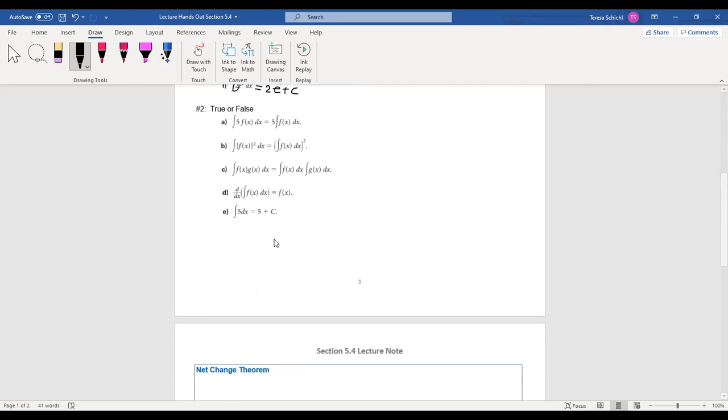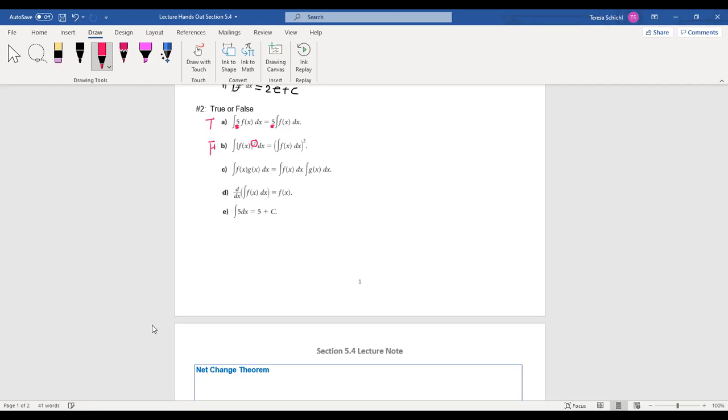Now the next one, let's see the true or false. For the indefinite integral, if you have a constant times the function, you'll be able to move the constant out, right? So this is true. And then this one, this is f of x squared inside. Will that be equal to taking the integration and then squaring? No, right?